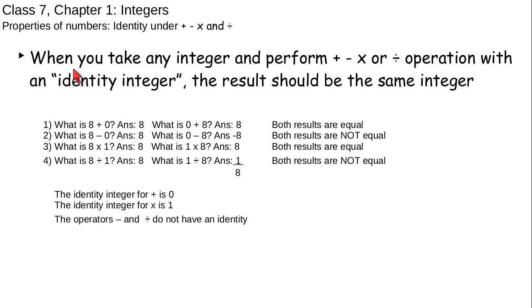You can use all kinds of numbers as the identity integer. You will notice that minus and division do not satisfy these relationships for whatever integer you pick as the identity integer. Therefore, the operators minus and division do not have identity. However, if you pick 0 as the identity integer, the addition operator satisfies these relationships. Therefore, the identity integer for addition is 0. Similarly, the identity integer for multiplication is 1.